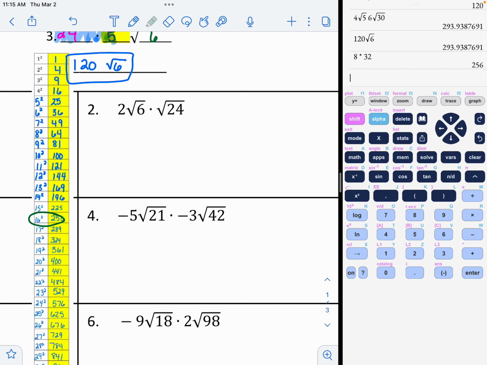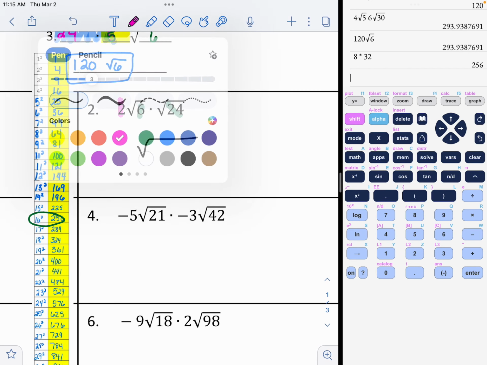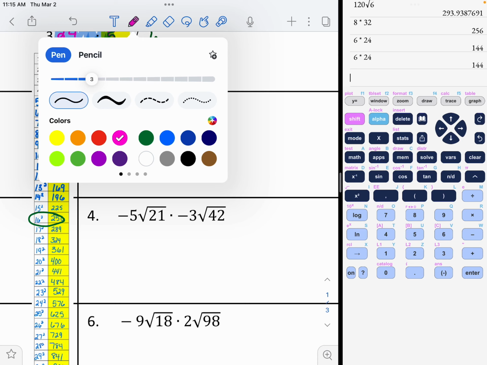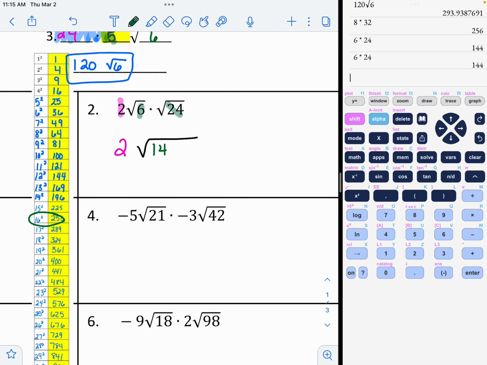All right, now number two, anything on the outside I'm going to highlight in pink, which I guess I don't need that highlight. Anything on the inside I'm going to highlight in green. My next step, I'm going to draw a square root. The 2 drops down. The 6 times 24 goes in my calculator, and I got 144. This again is a perfect square root.